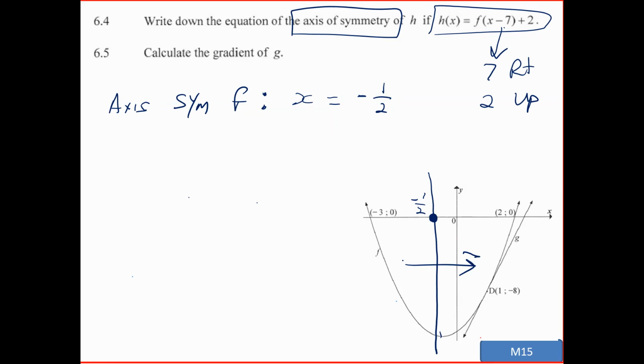So we're moving right by 7 units. So that means the axis of symmetry for h would be x is equal to minus half. And we are moving right 7 units. So we're just going to add 7 to that. Pen is running out of ink here again. So x would be equal to, I think, 6.5. Are you happy with that answer? Yes, sir. Okay.